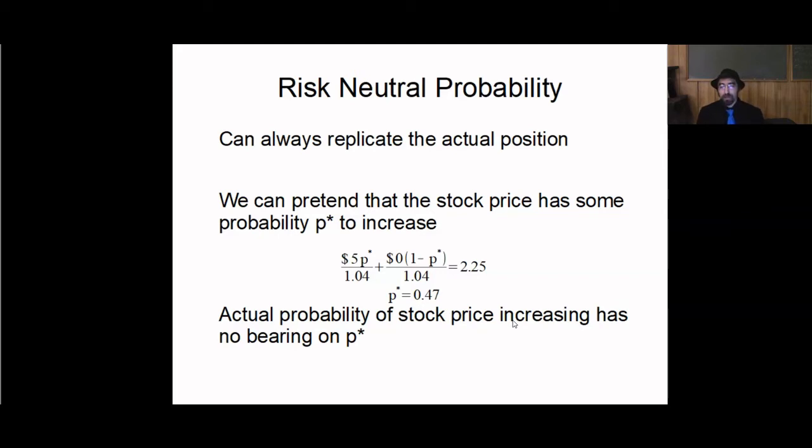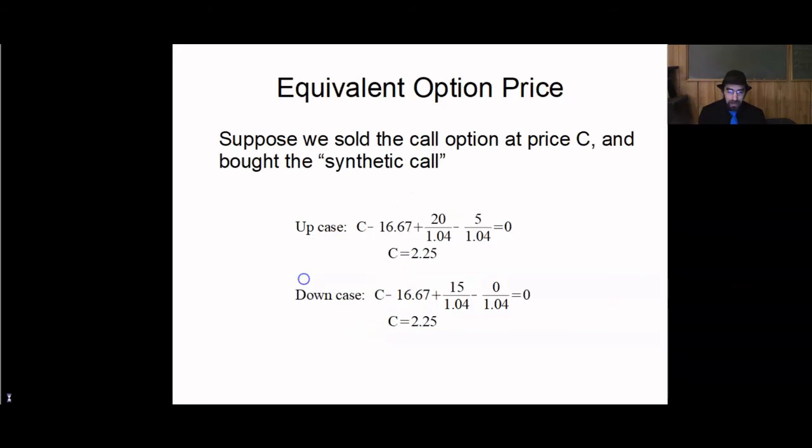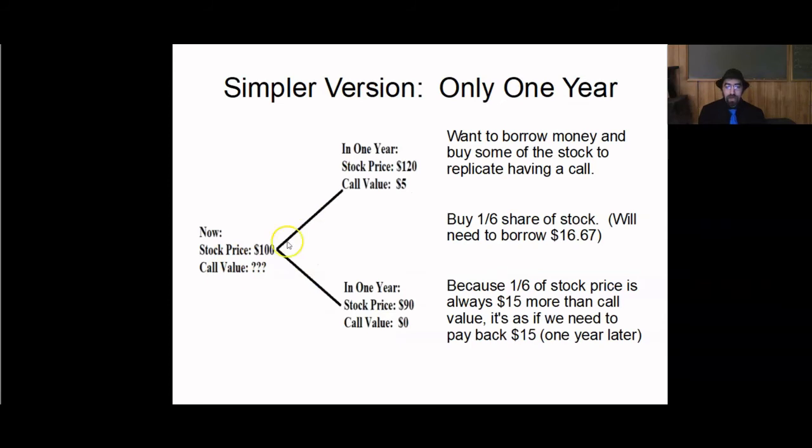Now, there's another way of calculating that. We can pretend that the stock price has some probability P star to increase, rather than the true probability being 60%. We can say that, going back here, the call value right now we calculated is $2.25. We can say that this would be a break-even deal if we were risk neutral and calculated the risk neutral probabilities, right? The probability of it going up or down that would make this risk neutral for us.